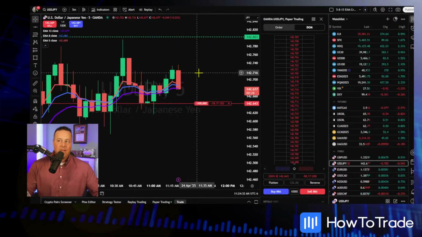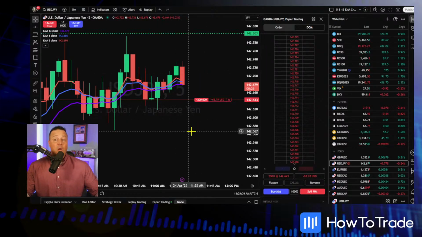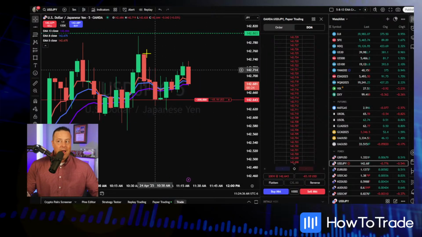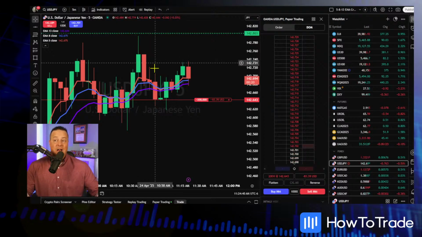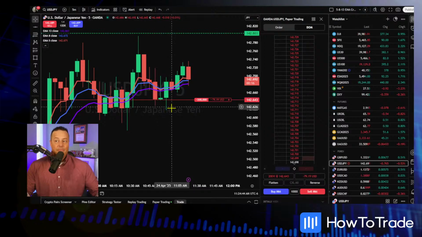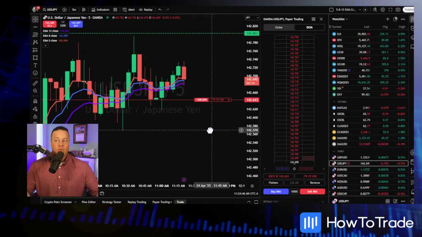How's our dollar-yen trade doing? It's starting to come back our way. Now, this right here is why I prefer to keep my stop loss above those swing highs and take my shots. This was my trade right down here. This is what I want to do. I want to be on the short side of this market.